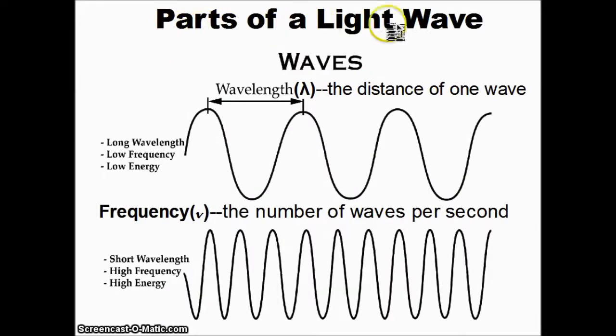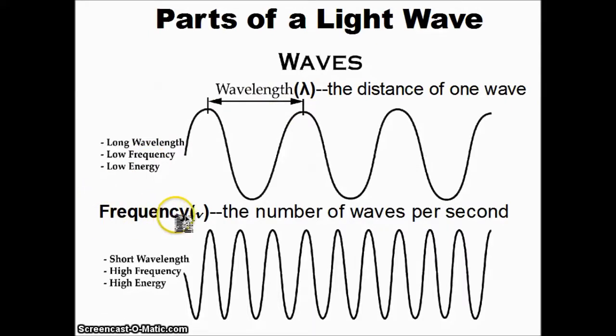So let's look at the parts of a light wave. The two main parts of the light wave that we want to look at in this unit are wavelength and frequency. So let's start with wavelength, and I'll refer to wavelength as lambda. It's a Greek letter, kind of looks like an upside down Y. And this is just the distance of one wave. So from the top of this part of the wave to the top of the next part of the wave, that distance measured in meters is the wavelength.